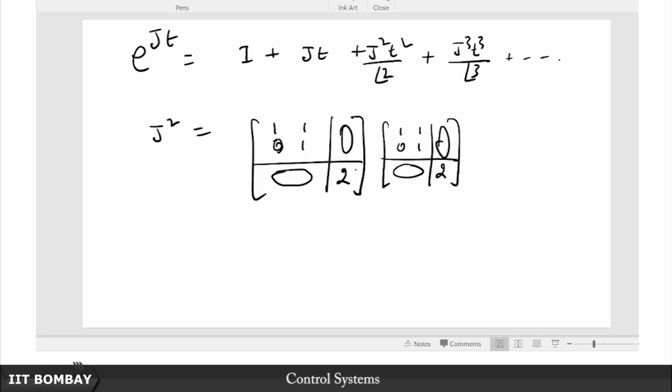Look at J squared. What does J squared tell you? J squared will give you this 1 here on the diagonal, the second entry will be 2 here, and the third entry will be again 0. And what about the second case? It is going to be 0, 1 here and a 0 here, and the final one will be 0 0 4.